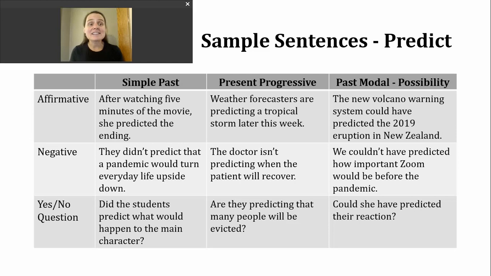Finally, I can ask a question that expresses this past modal of possibility. And to do that, I'll start with the modal could, then I'll have my subject, and then have, and then the participle form of the verb. Here's an example of that. Could she have predicted their reaction? So again, this is sort of asking, was she able to do it? I've seen this past modal of possibility described as a verb tense that talks about a lost opportunity. So I thought that describes it pretty well.